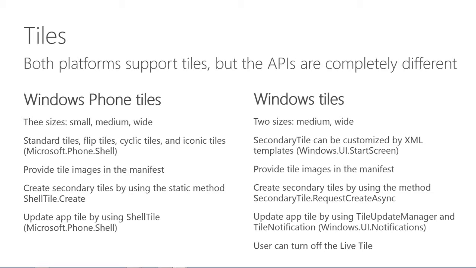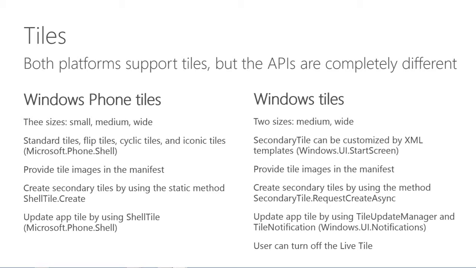On the Windows Phone side, there are actually three sizes of live tiles: small, medium, and wide. These are new to Windows Phone 8. We used to have just medium. Now we have small and wide as well. On Windows, there are only two sizes, medium and wide.